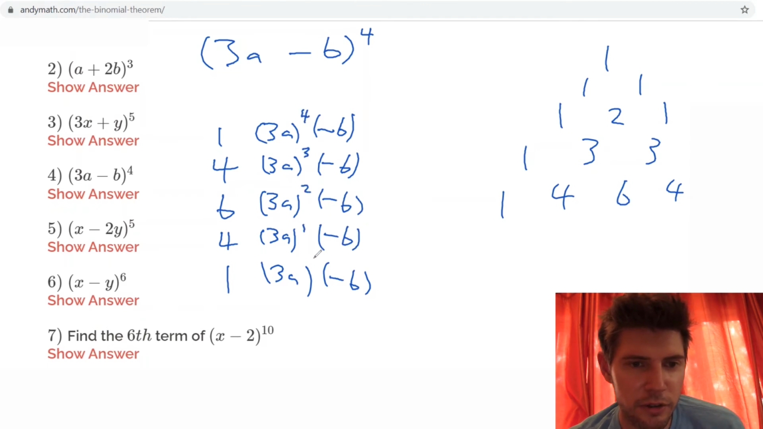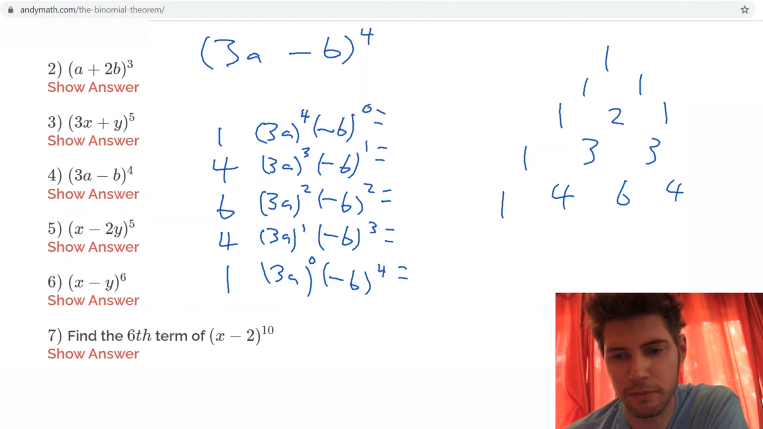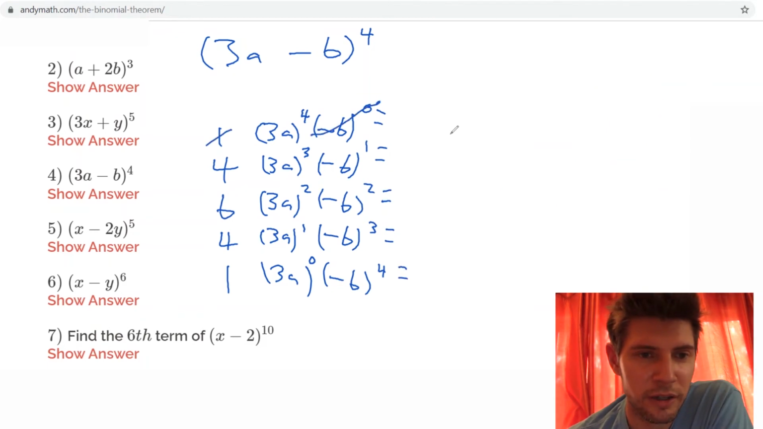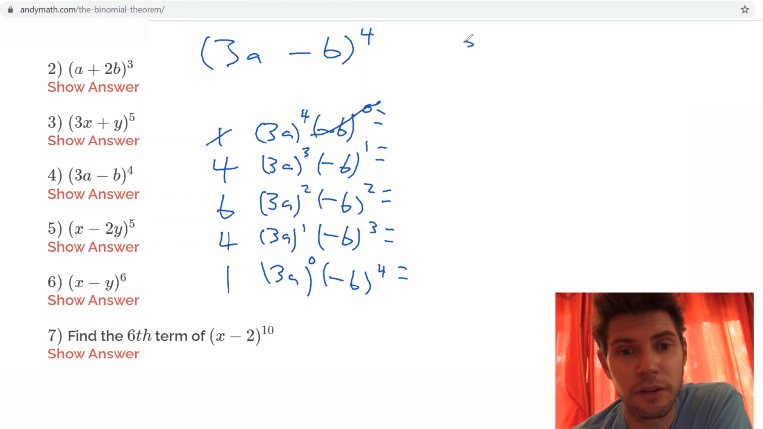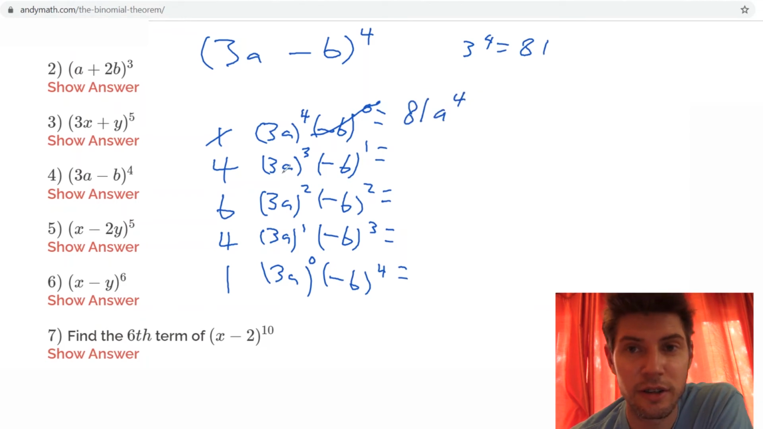4, 3, 2, 1, 0. And this one's going to be ascending starting at 0. And now we can simplify what each of these terms turns into. Negative b to the 0 is just 1, and this is just 1. So this is going to be basically 3 to the 4th, a to the 4th, and 3 to the 4th is 81. You can use a calculator or just do 3 times 3 times 3 times 3. But this gives us 81a to the 4th. So that's the first term.